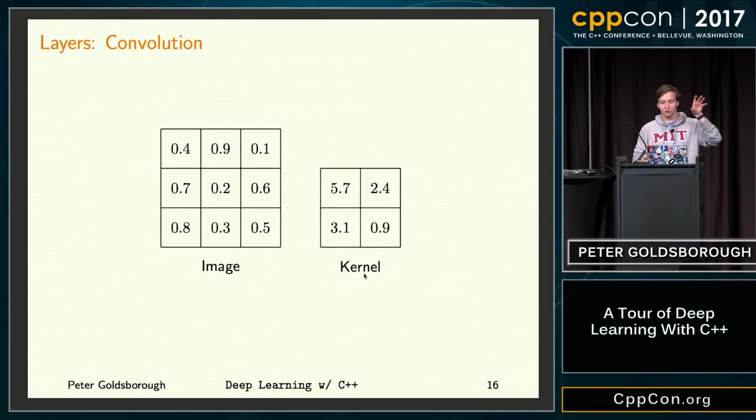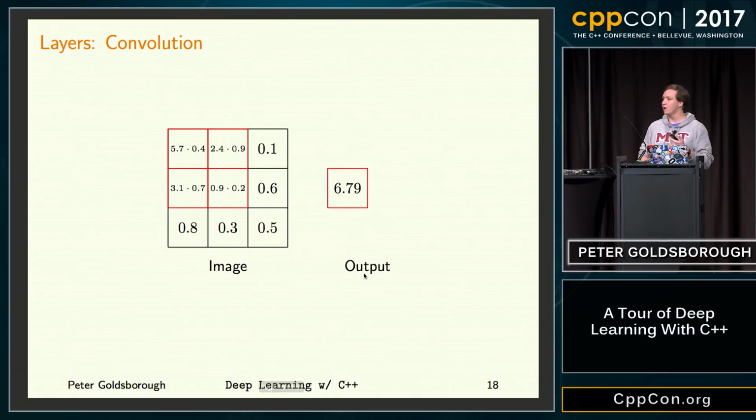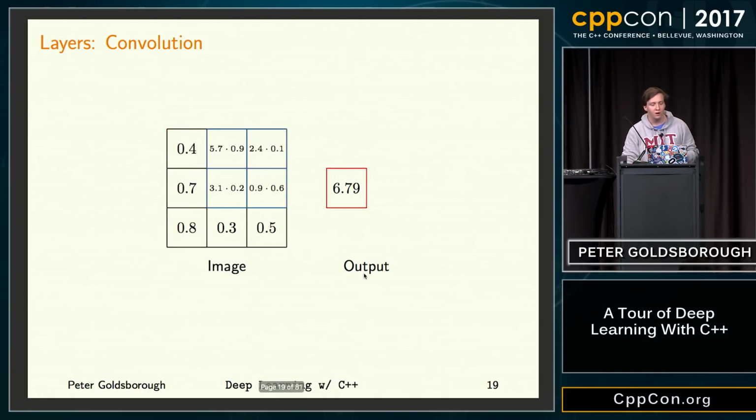We simply plop this kernel onto the image. And for each configuration of the image and the kernel, we do a weighted sum of the values in the kernel and the values in the patch of the image. We multiply those and sum them up and get a single output value. And then we slide the kernel over by 1 step, or actually the amount by which we slide the kernel is called the stride, so we might want to change that.